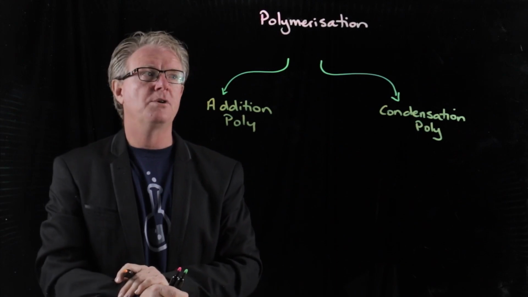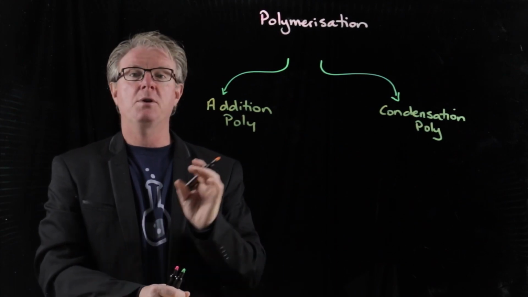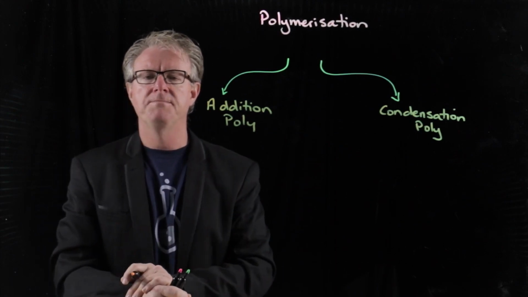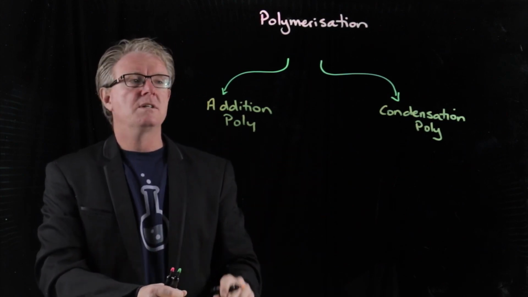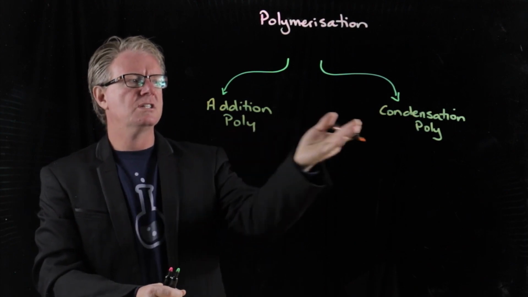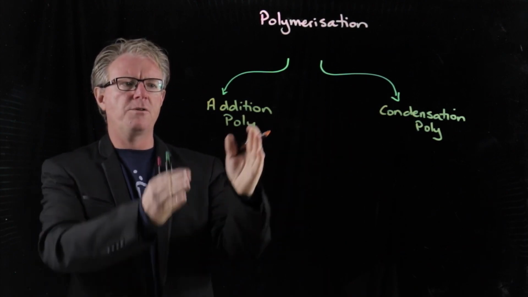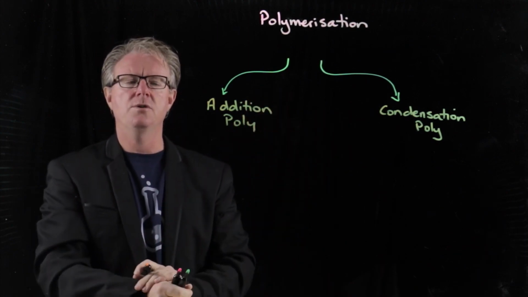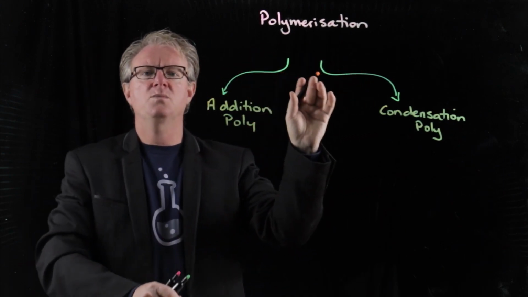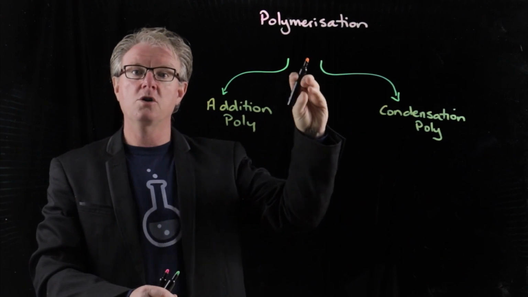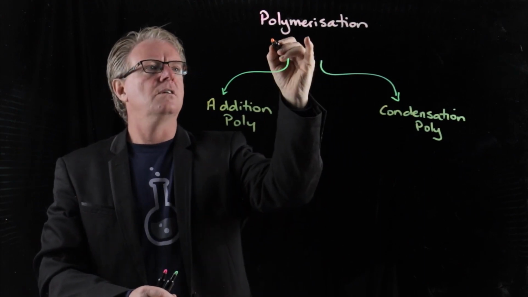The science behind polymerization. Alright, so now we're going to be looking at how we actually make the polymers from the monomers. There's two main types of polymerization. The first one is addition, the second is condensation. And we're going to be focusing on this portion here in this video. But let's define what polymerization is. So polymerization is when you add monomers together to make long chains of polymers. So let's have a look at that.